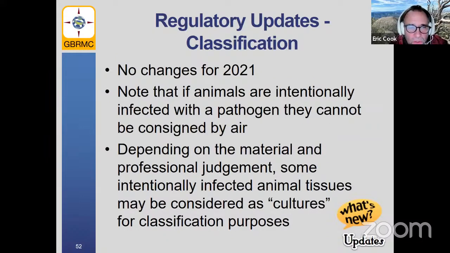So just a few changes that have happened recently. In 2021, 2022, there weren't any changes, but there were a few changes in 2020. So if you've had shipping training before and you're coming back for refresher training, in 2020, they made a change to the definition of a culture. They basically said that if you intentionally infect an animal with a pathogen, so let's say a research animal that you've intentionally infected, then you have to treat samples from that animal as if they were cultures. So depending on the material and the professional judgment, some intentionally infected animal tissues may be considered as cultures for classification purposes. So that's the only major change that has happened in the last few years.